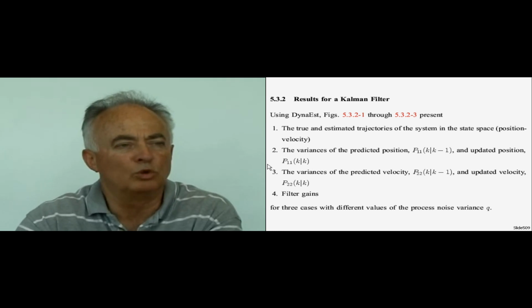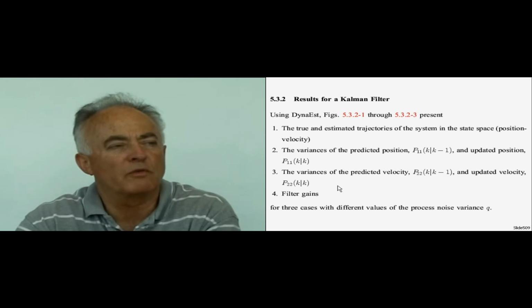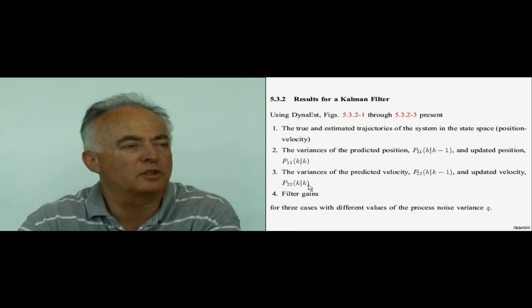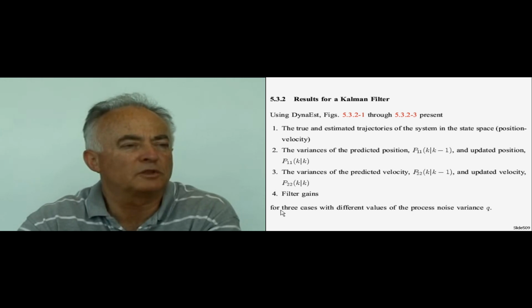Then we'll look at the 2-2 component of the one-step prediction covariance matrix and the updated covariance matrix. And we'll look at the filter gains. And this will be done for 3 cases for different values of the process noise variance Q.